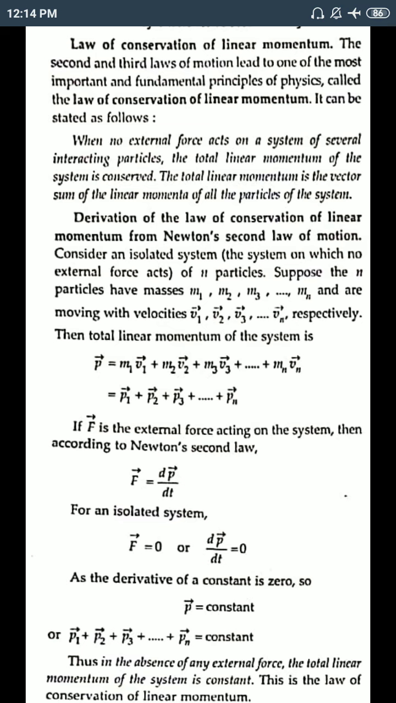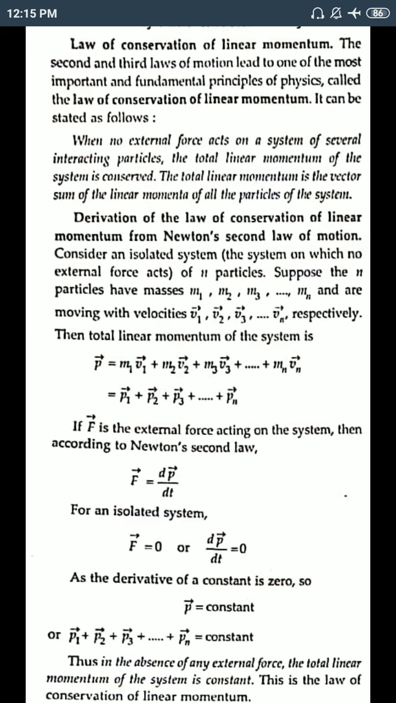Suppose the system consists of 5 particles. Each particle has its own momentum. The first particle has momentum P1, because momentum is denoted by P, the second particle P2, third P3, fourth P4, and P5. The 5 particles constitute a system. If no external force is applied on that system, then the total momentum of the system will be conserved. Then P1 plus P2 plus P3 plus P4 plus P5 equals a constant.